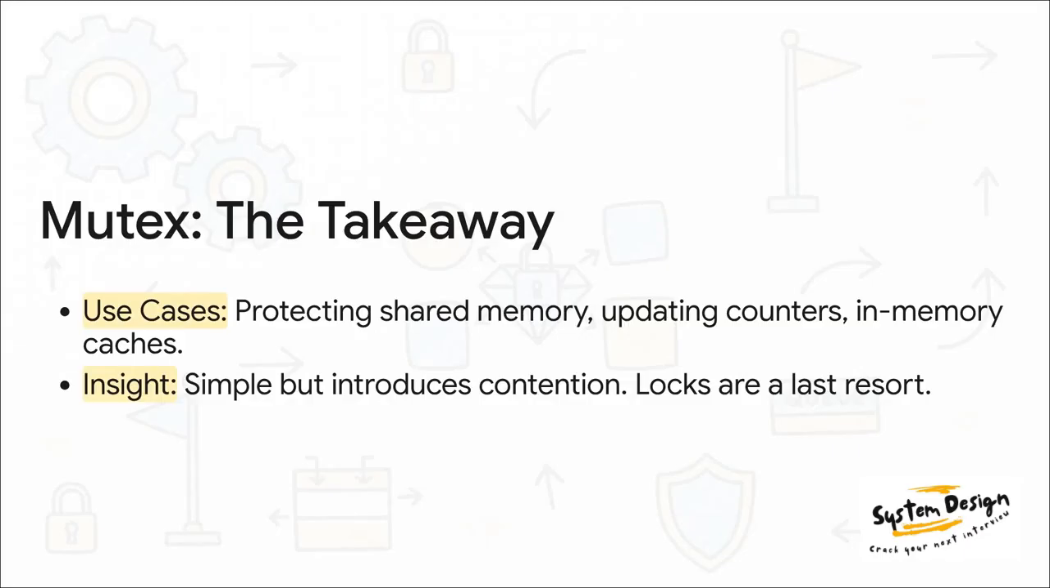So where do you actually see these things? Well, they're the classic solution for protecting a piece of shared memory, for updating a simple counter, or managing an in-memory cache. But here's the really crucial system design insight. While locks are simple, they can create massive bottlenecks. That's what we call contention. When a whole bunch of threads are all waiting for that one key, your whole system just grinds to a halt. And that's exactly why, in big distributed systems, a simple lock is often the absolute last resort.